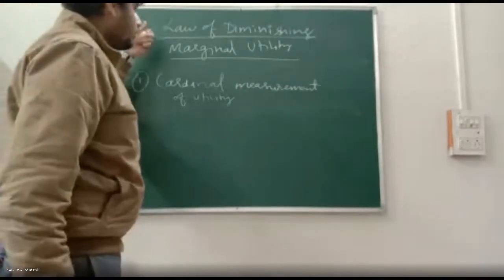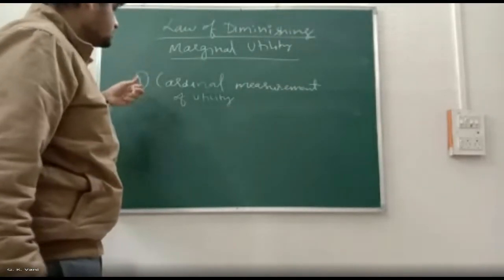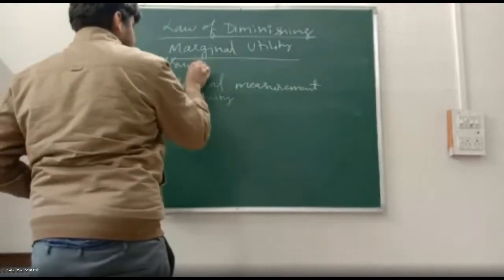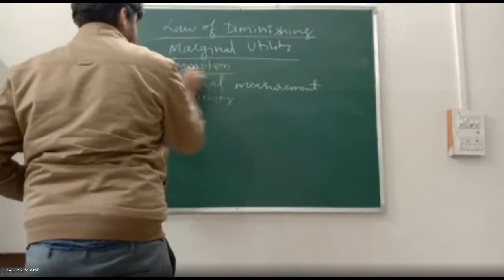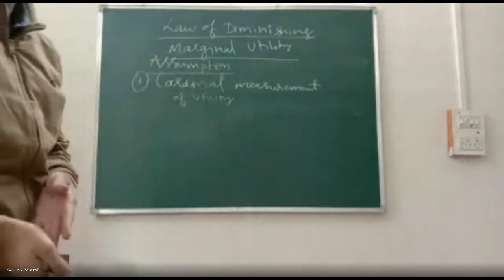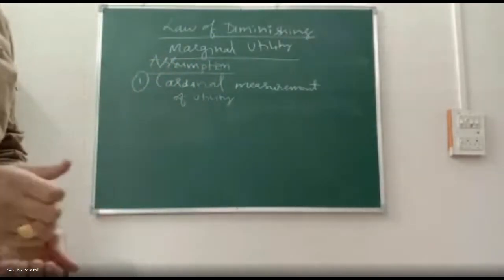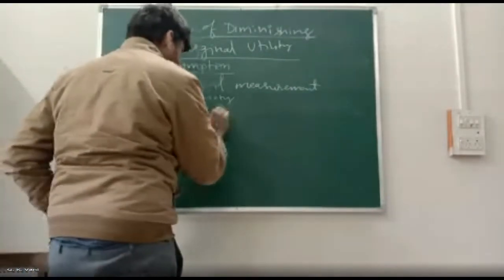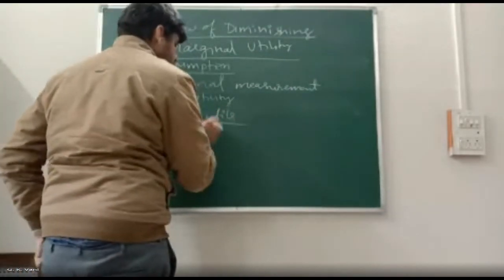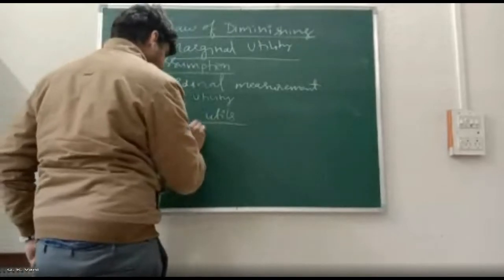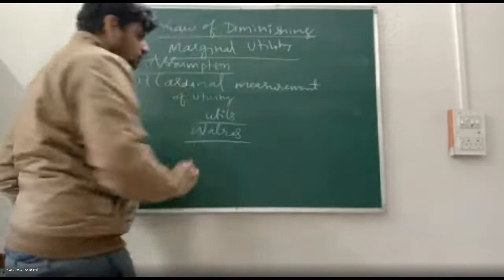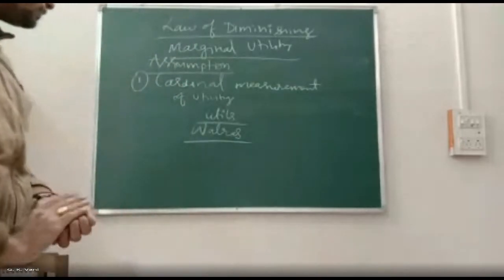Here we are with the law of diminishing marginal utility. So the first assumption we make here is that utility is measurable and some numbers can be assigned to each level of utility. We call it utils. This word utils was given by Walras, and Walras gave this concept of utils.